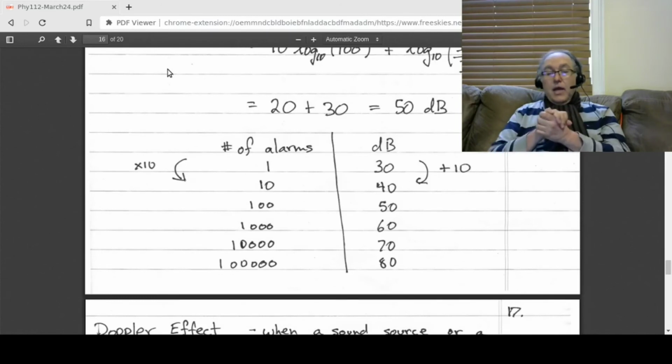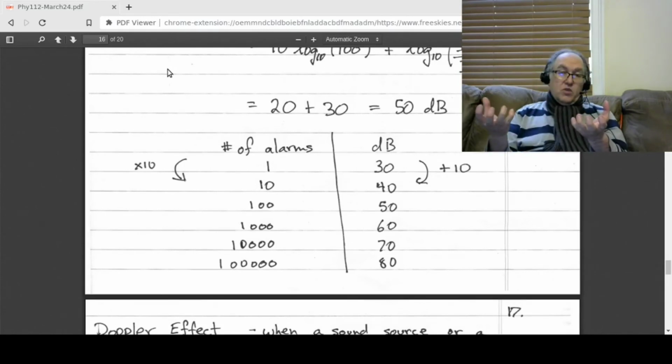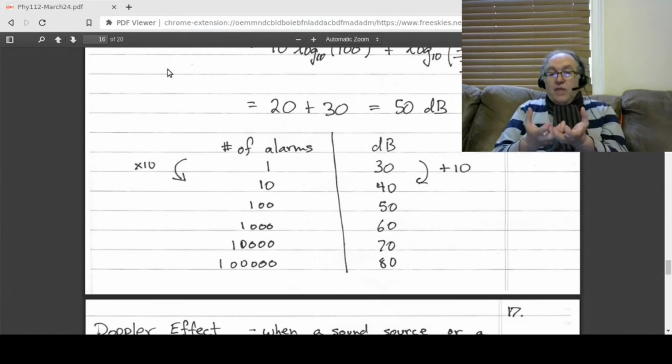Okay, not 60. And it works like that even if they're not the same. So if you have one sound which is 40 decibels and another one which is 30 decibels, you put them together, it's not 40 plus 30. It just doesn't work out that way. Okay, so the decibels are not additives.